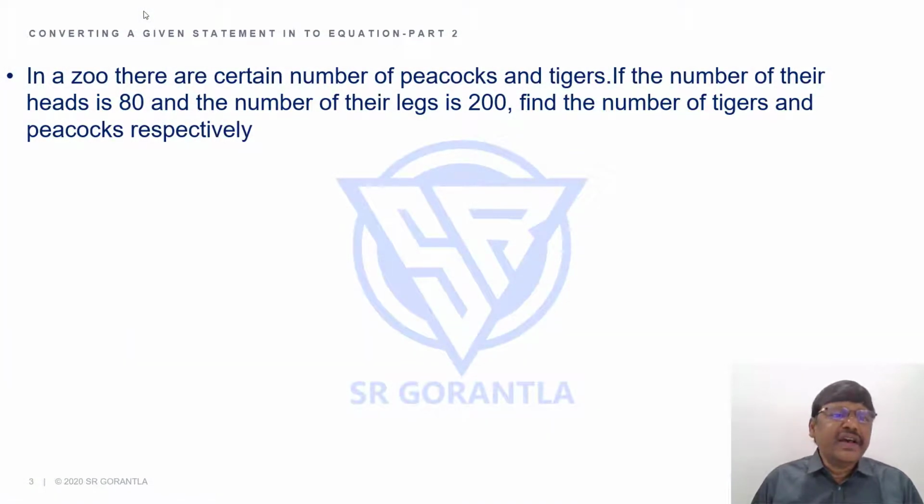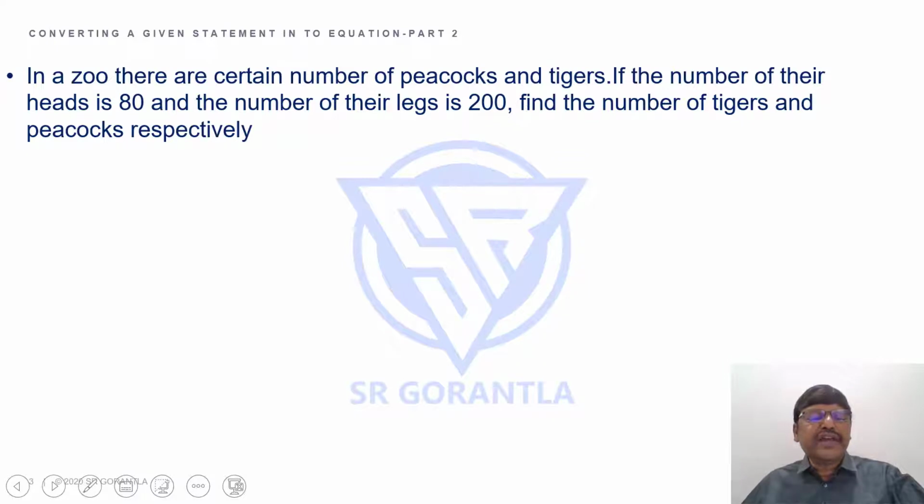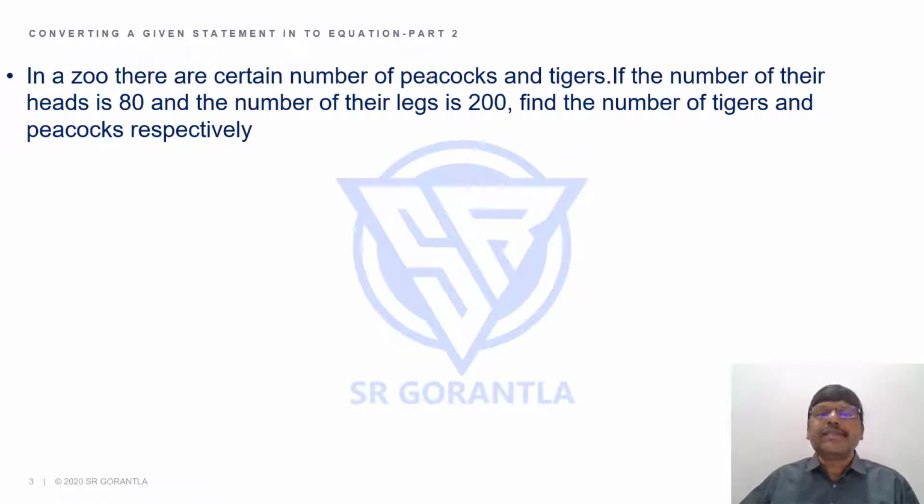First question here. In a zoo, there are certain number of peacocks and tigers. If the number of their heads is 80 and the number of their legs is 200, find the number of tigers and peacocks respectively. Right, students? You can pause the video and try on your own, then come back to this and continue watching. Students, let the number of peacocks be P, number of tigers be T.